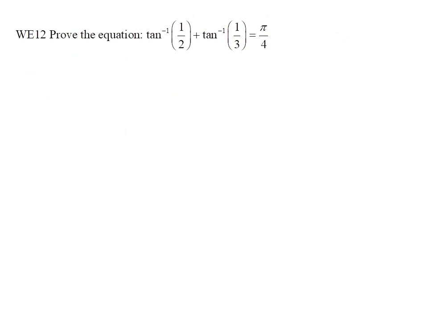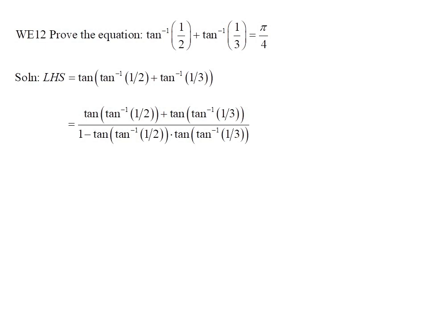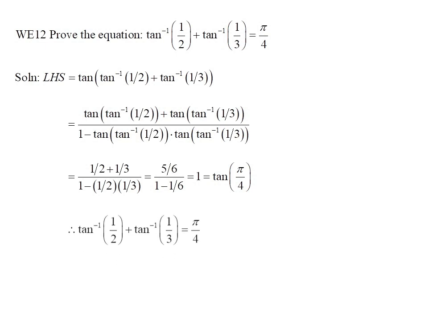Example 12 is to prove the relation that arctangent 1 over 2 plus arctangent 1 over 3 equals pi over 4. We start by taking a tangent function on the left-hand side of the equation and then apply the tangent addition rule. Hence the tangent function of the left-hand side equals 1 over 2 plus 1 over 3, over the result of 1 minus 1 over 2 times 1 over 3, which equals 1. Since tangent pi over 4 equals 1, then the relation is proved as required.